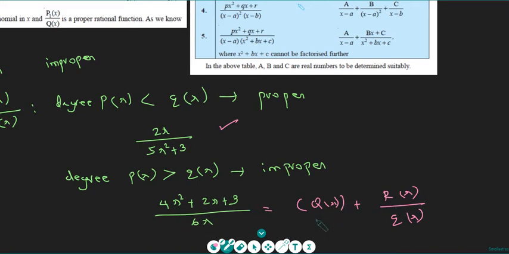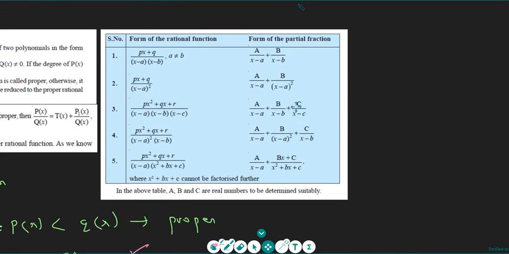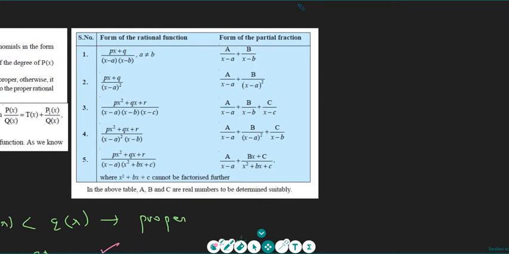Then you know how to integrate the quotient Q of x, and the remainder part is again a proper fraction, where you have to apply partial fractions. This is called partial fraction decomposition. So in partial fraction decomposition, these are the forms that we have.